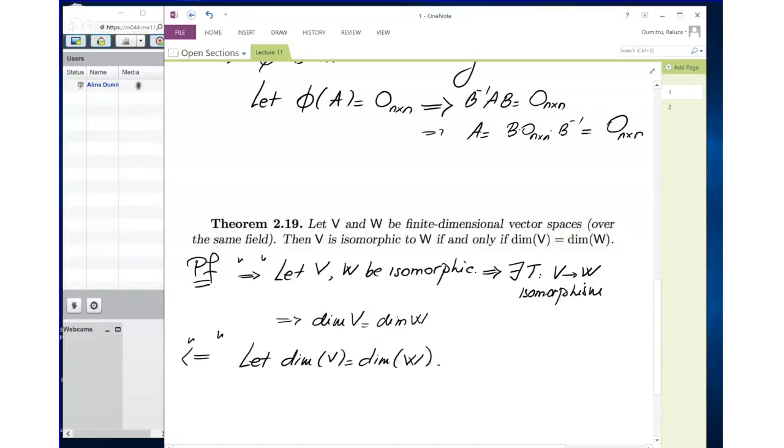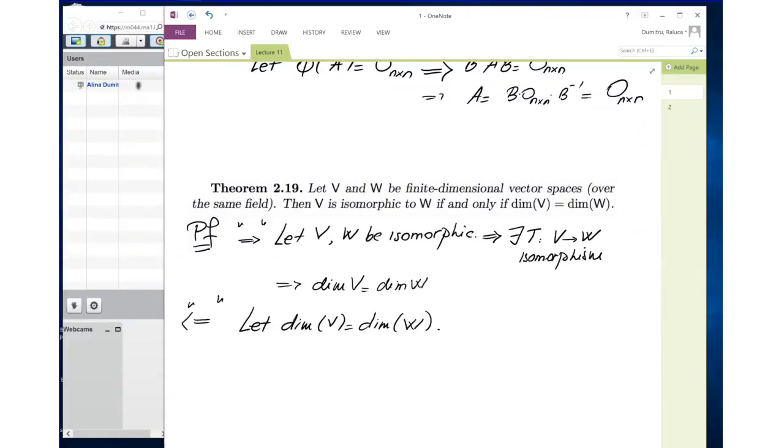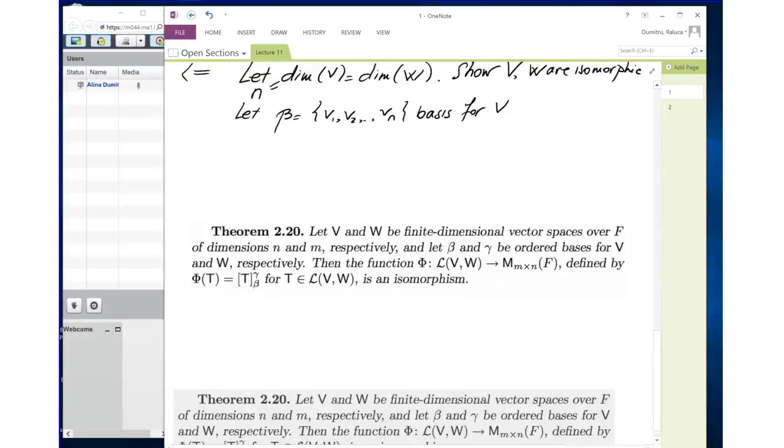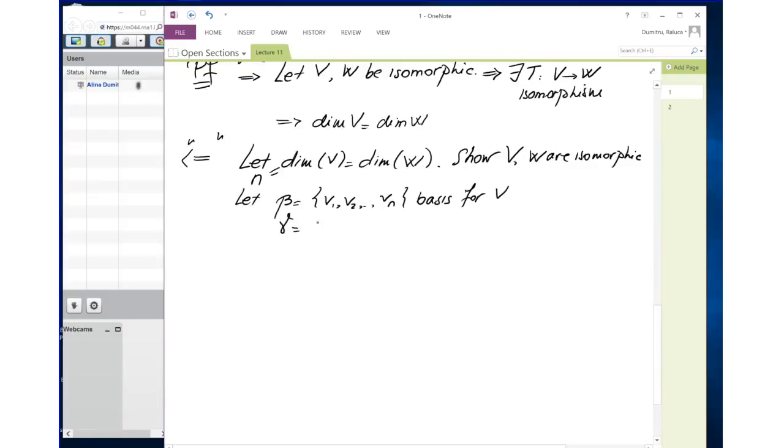Now we're starting with two finite dimensional vector spaces with the same dimension, and we're trying to show that they are isomorphic. Okay, so let's say that this common dimension is n. Let V have a basis consisting of V1 through Vn. Let this be a basis beta for V. And let gamma, W1, W2, through Wn, be a basis for W.